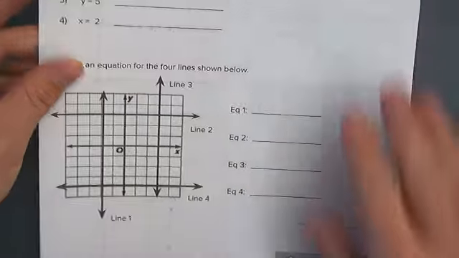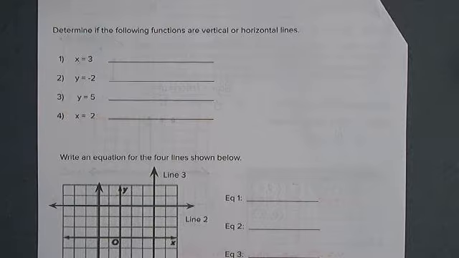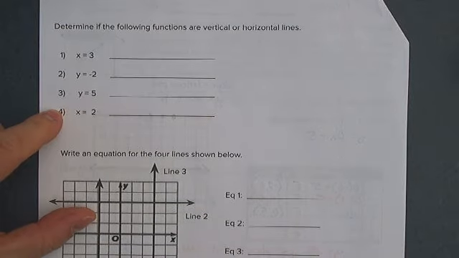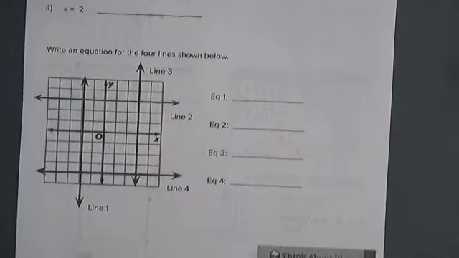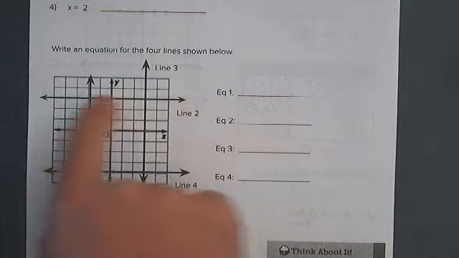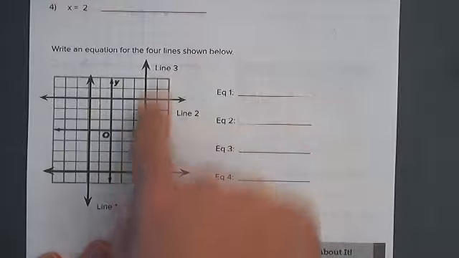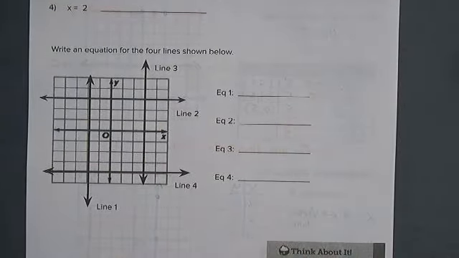All right, turn the page. So now what I want you to do is take about 7 minutes here to first answer number 1 through 4. You're going to tell me if it's a vertical or horizontal line based on the equation. And then down here, there's 4 lines. So line 1 is this one, line 2 is this one, line 3 is this one, and line 4 is this one. Okay, what I want you to do is write the equations of those 4. So go ahead, pause the video, and take about 7 minutes to answer those 8 questions.